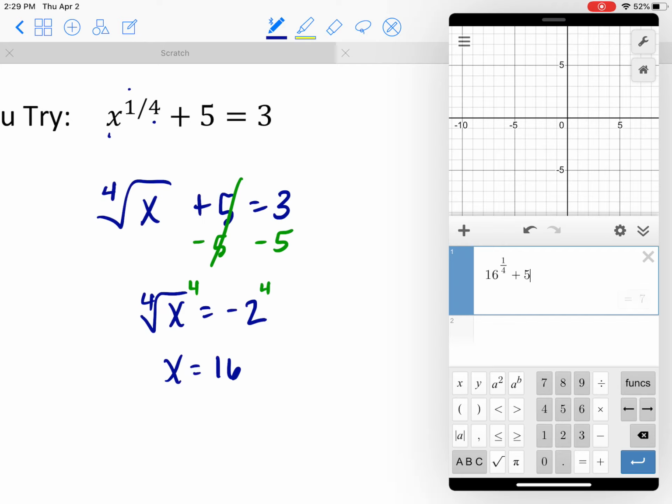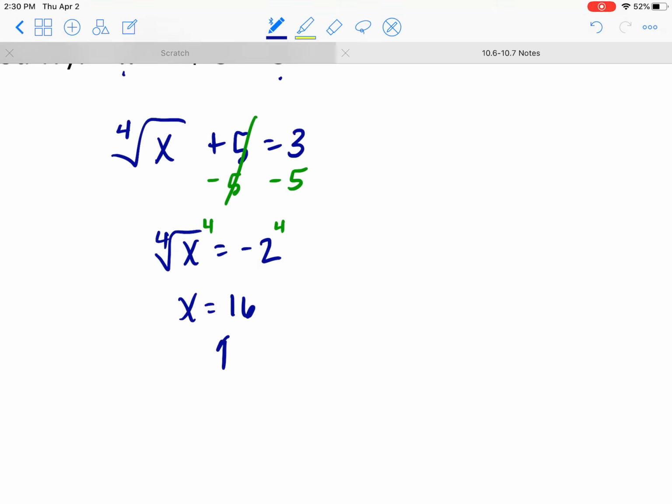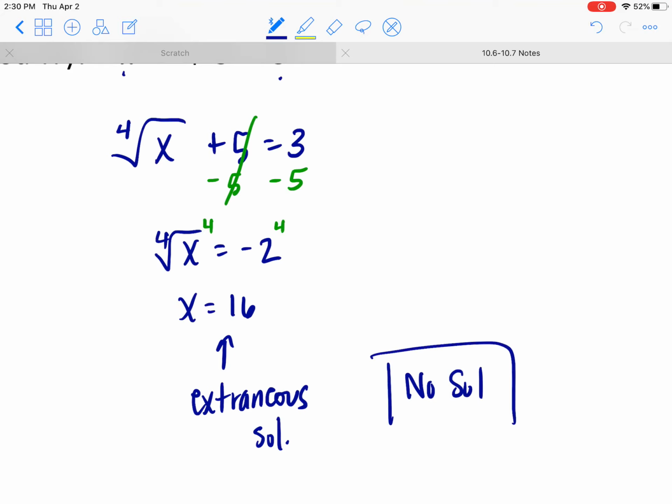And if you go to plug that in, let me show you. If you put in 16 raised to the 1/4 power, and then you add 5, you are not going to get the 3 that we have here. It gives you 7. So the calculator is telling me that this is an extraneous solution. Now it's the only one we got, and it doesn't work. So since the one solution we have doesn't work, that means this equation has no solution.